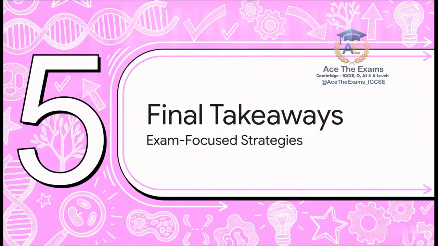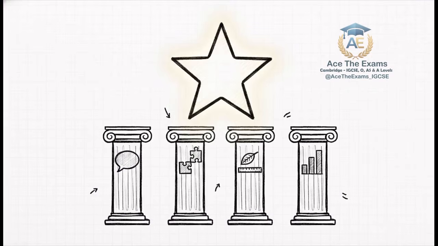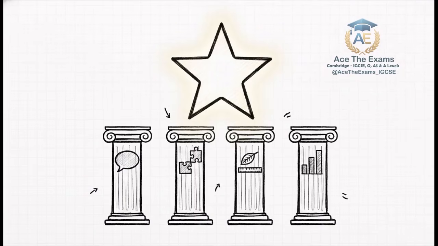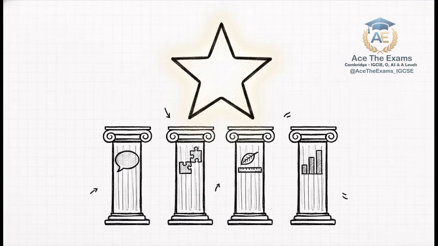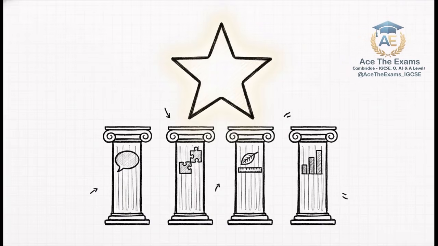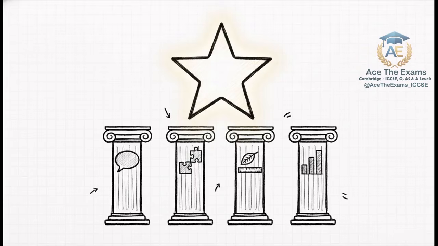All right, let's look at some final exam-focused takeaways. Let's wrap up this explainer with a quick recap of the most high-yield strategies we've covered today. If you apply these steps, you will completely transform how examiners view your paper. Here are your 4 pillars for mastering cellulose structure and function.